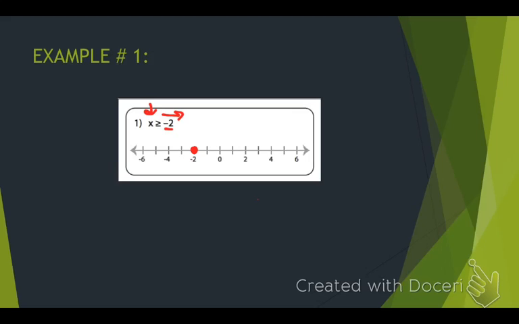What I want you to do on your graphs is I want you to do them like this. I don't want you to just use a straight line. It's easier for us to see when we do this, and we always need an arrow at the end. What this means is that there are an infinite number of solutions all to the right. So every number -2 or bigger is a possible answer. So infinite solutions. That's number 1.